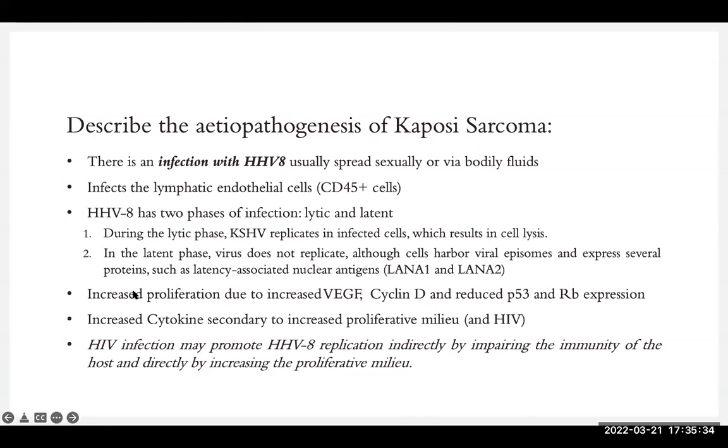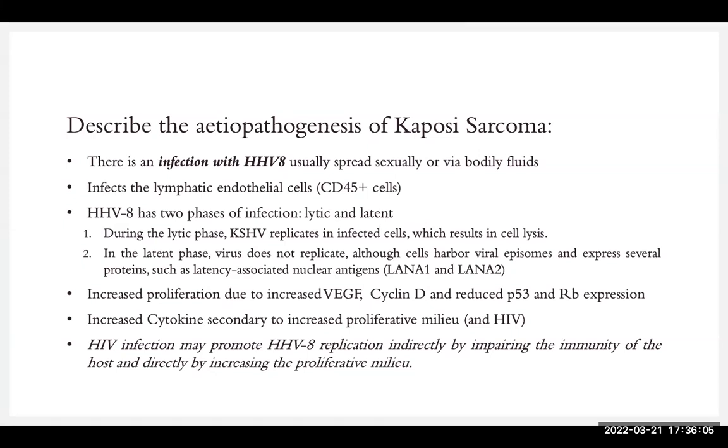So when that happens, there is increased proliferation. At the same time, this virus is causing the increased production of vascular endothelial growth factor, and this in itself results in increased proliferation. At the same time, we have increased cytokine production, and this, it's like a vicious cycle, increases the proliferative milieu in the cell.